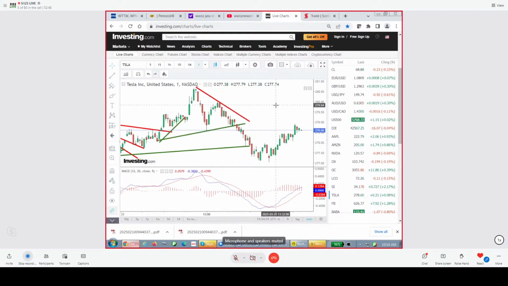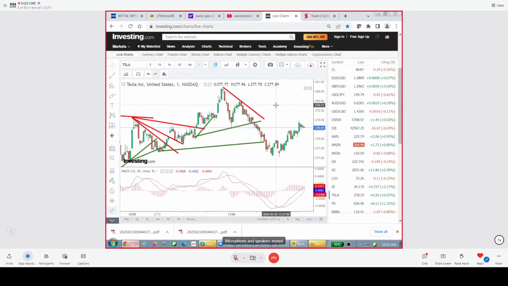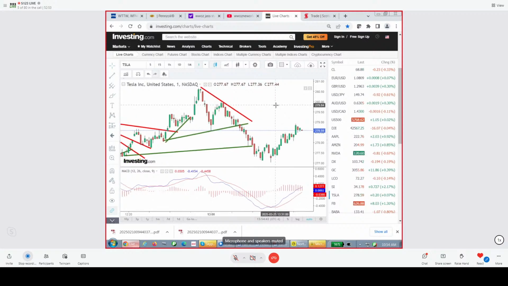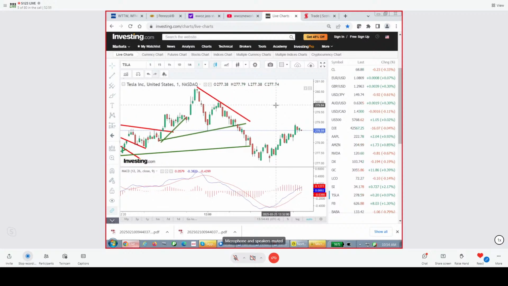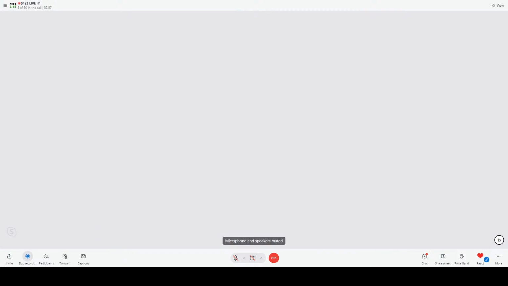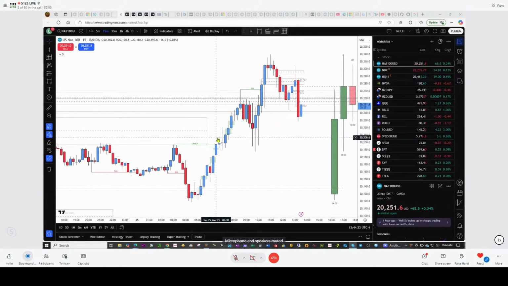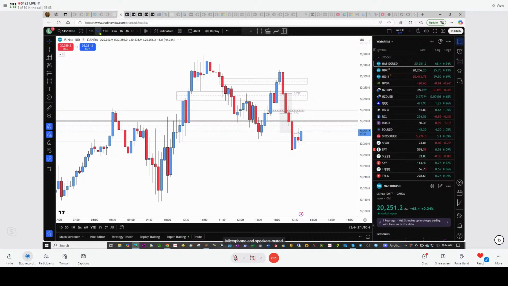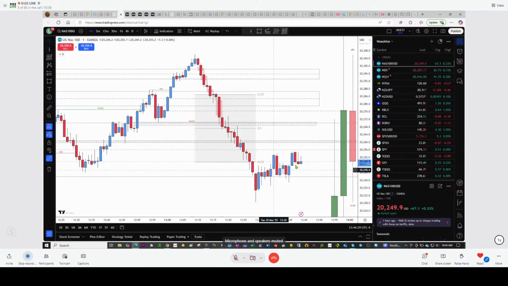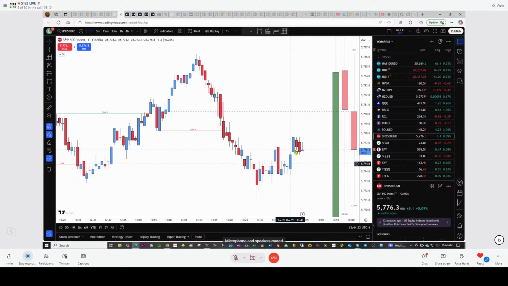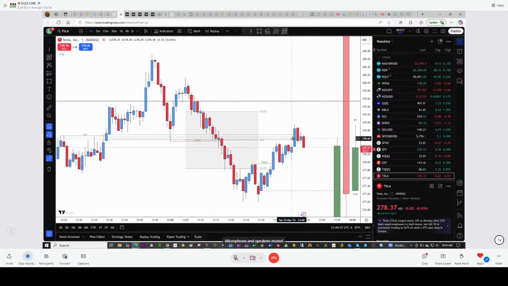It looks like we retraced almost 50% on Tesla. Start sharing again. Okay, so let me go back down to a lower time frame here. So the NAS is still struggling to retrace. S&P still struggling, doing a little better. Tesla has retraced as we expected.